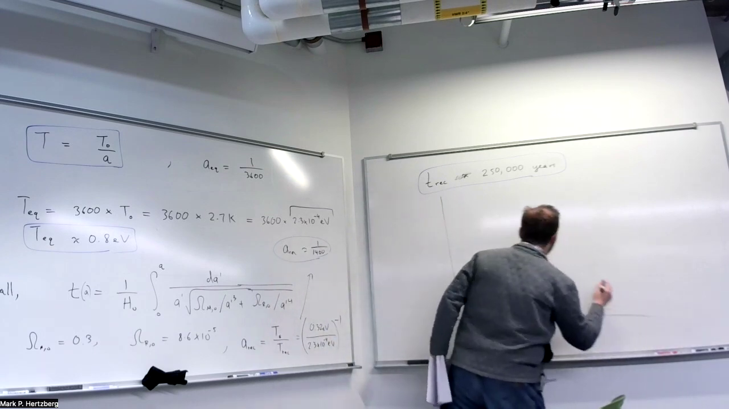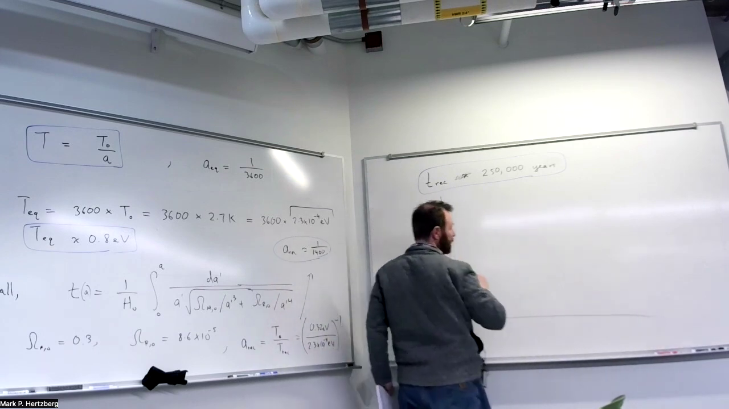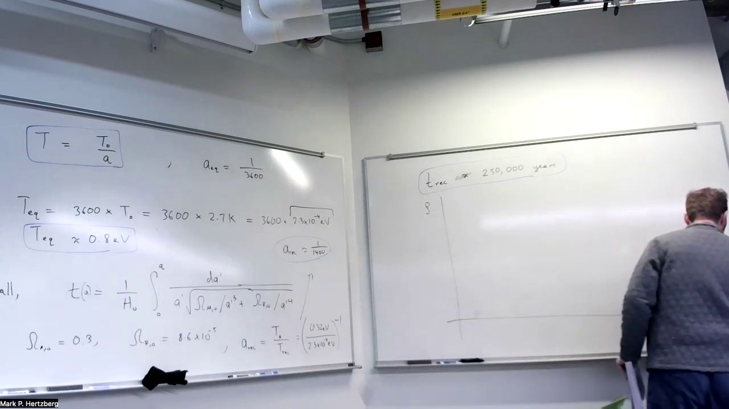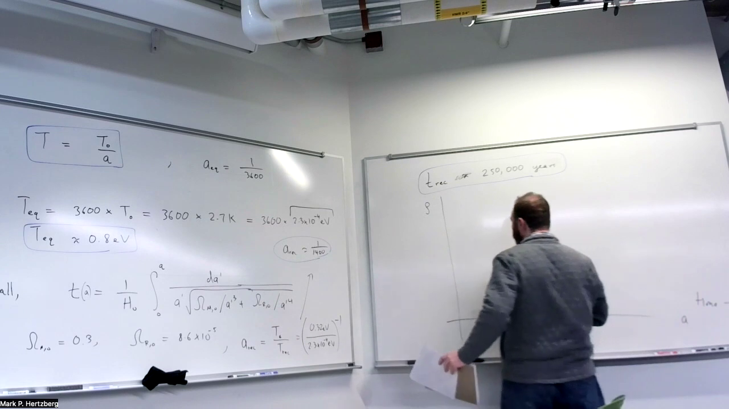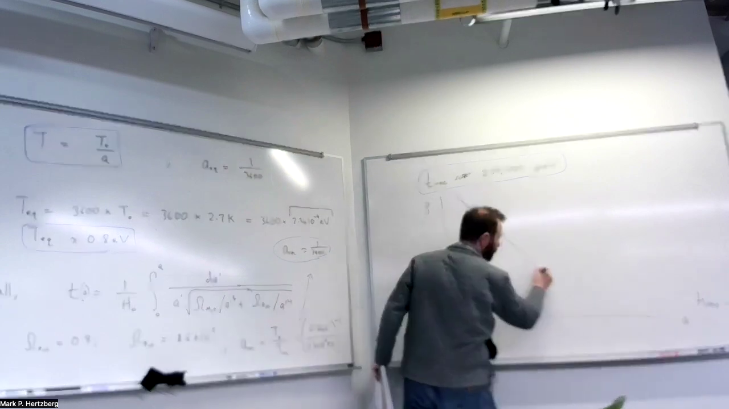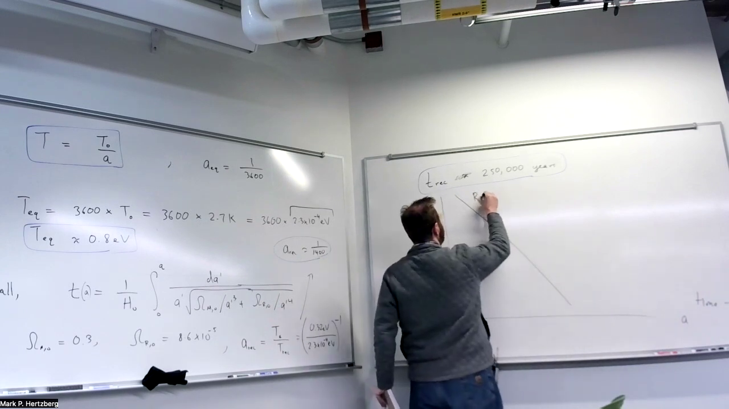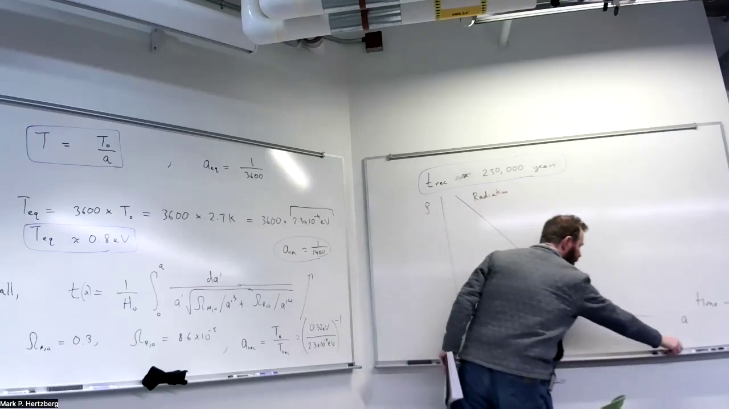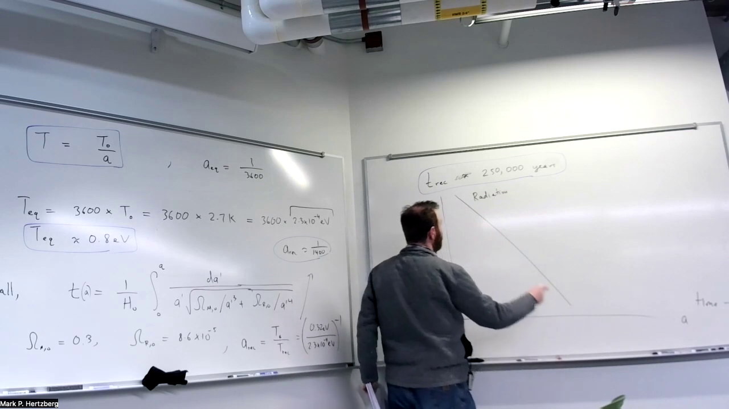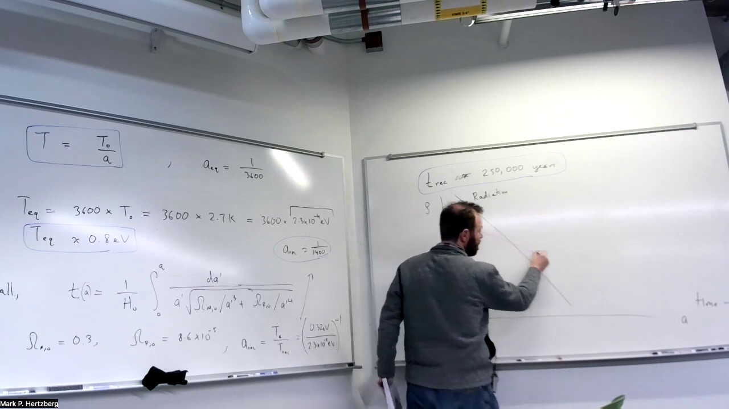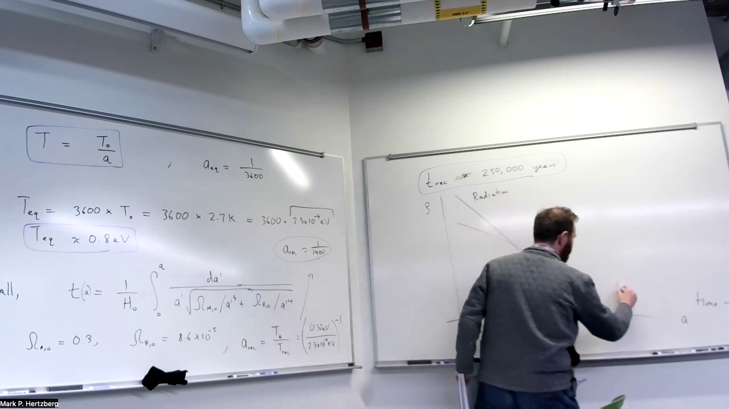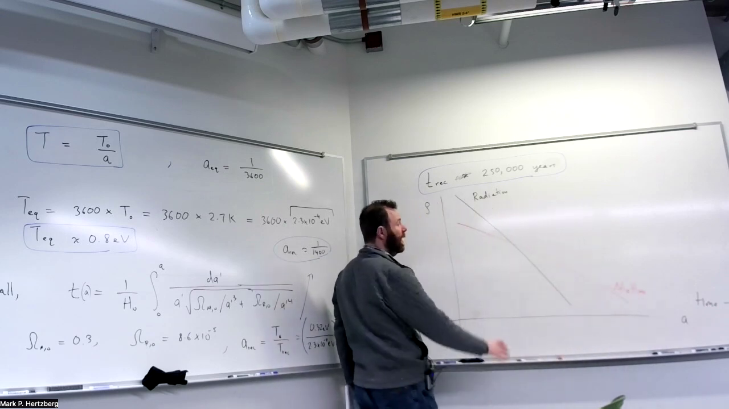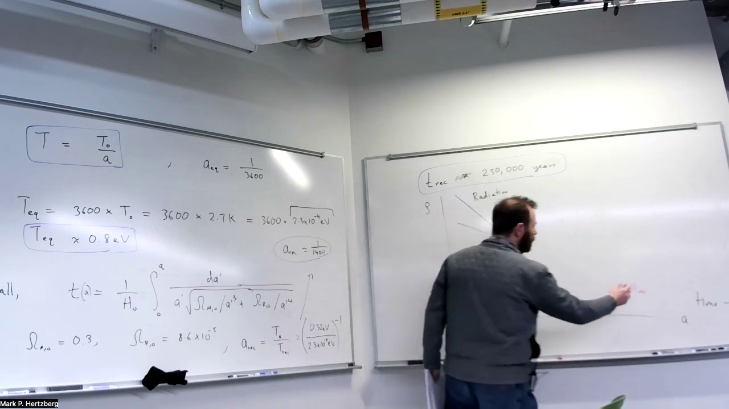We look at our favorite density versus scale factor plot. Here's radiation again, dropping like 1 over a to the 4. Here's matter. Just the usual stuff from early on in the course. Matter redshifts like 1 over a cubed.